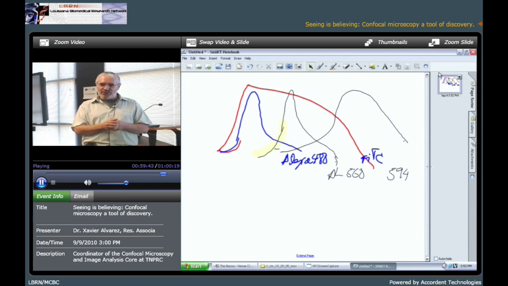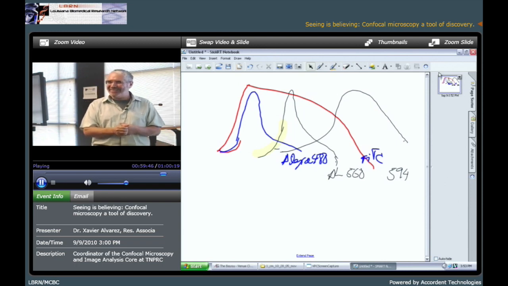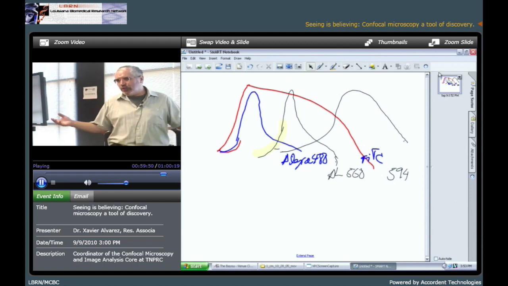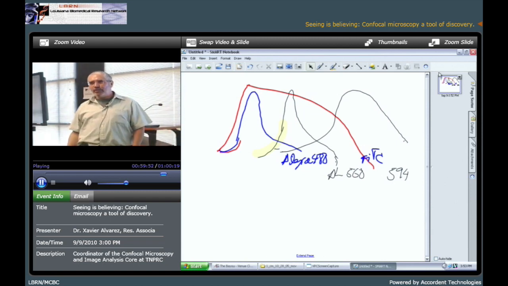Molecular Probes does not give me any money. And when you don't have any other option, that's okay. We use FITC, but it's a lot more difficult to add more colors.